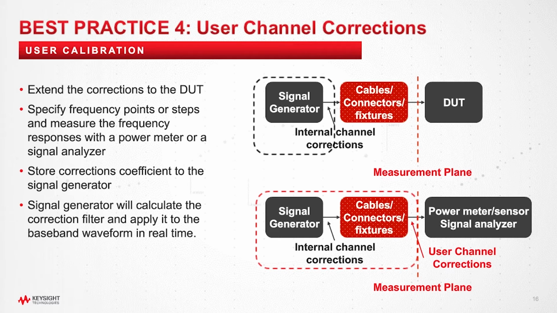You can use a USB power sensor or signal analyzer to perform the calibration as shown in the figure. You need to specify the start and stop frequencies, configure the analyzer, then execute the calibration. Once the frequency response is measured, you can store the measured result to the signal generator and apply the correction filter to the baseband waveform to correct the amplitude and phase error caused by the external accessories.